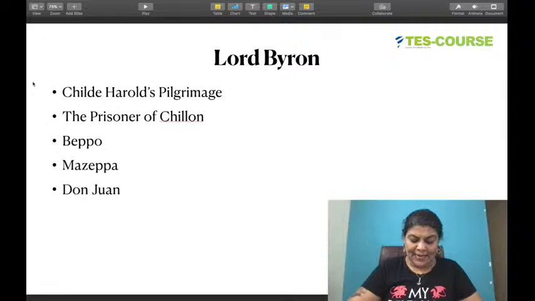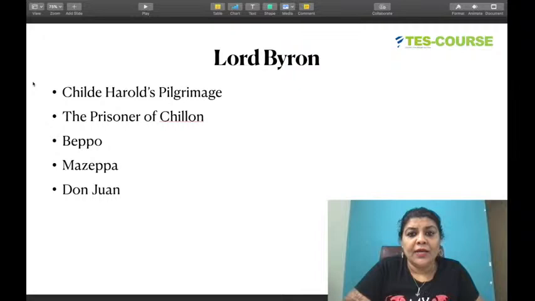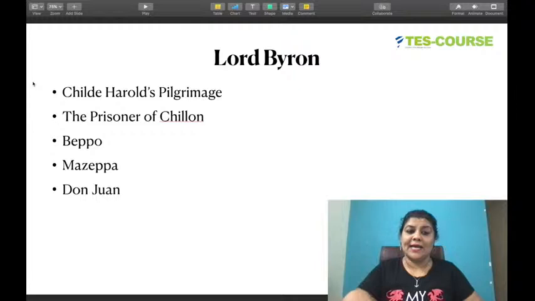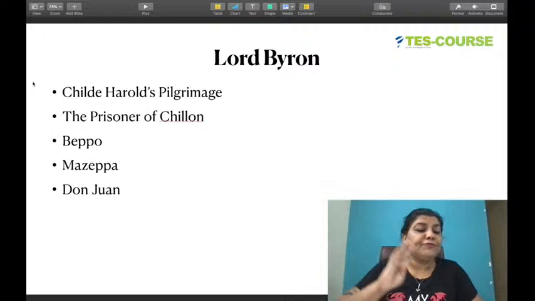Whom did Lord Byron attack in The Vision of Judgment? Southey. How many cantos are there in Childe Harold's Pilgrimage? There are 4 cantos.